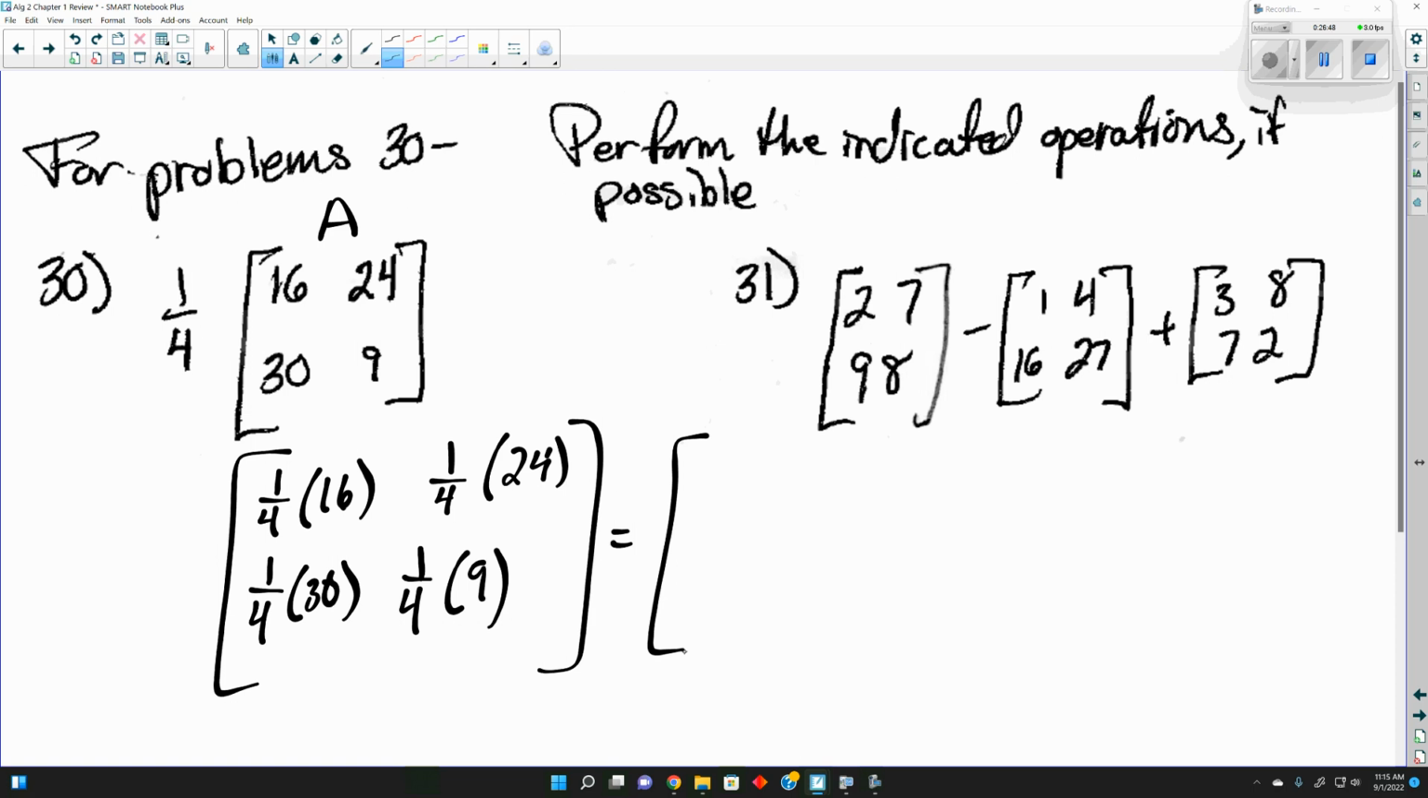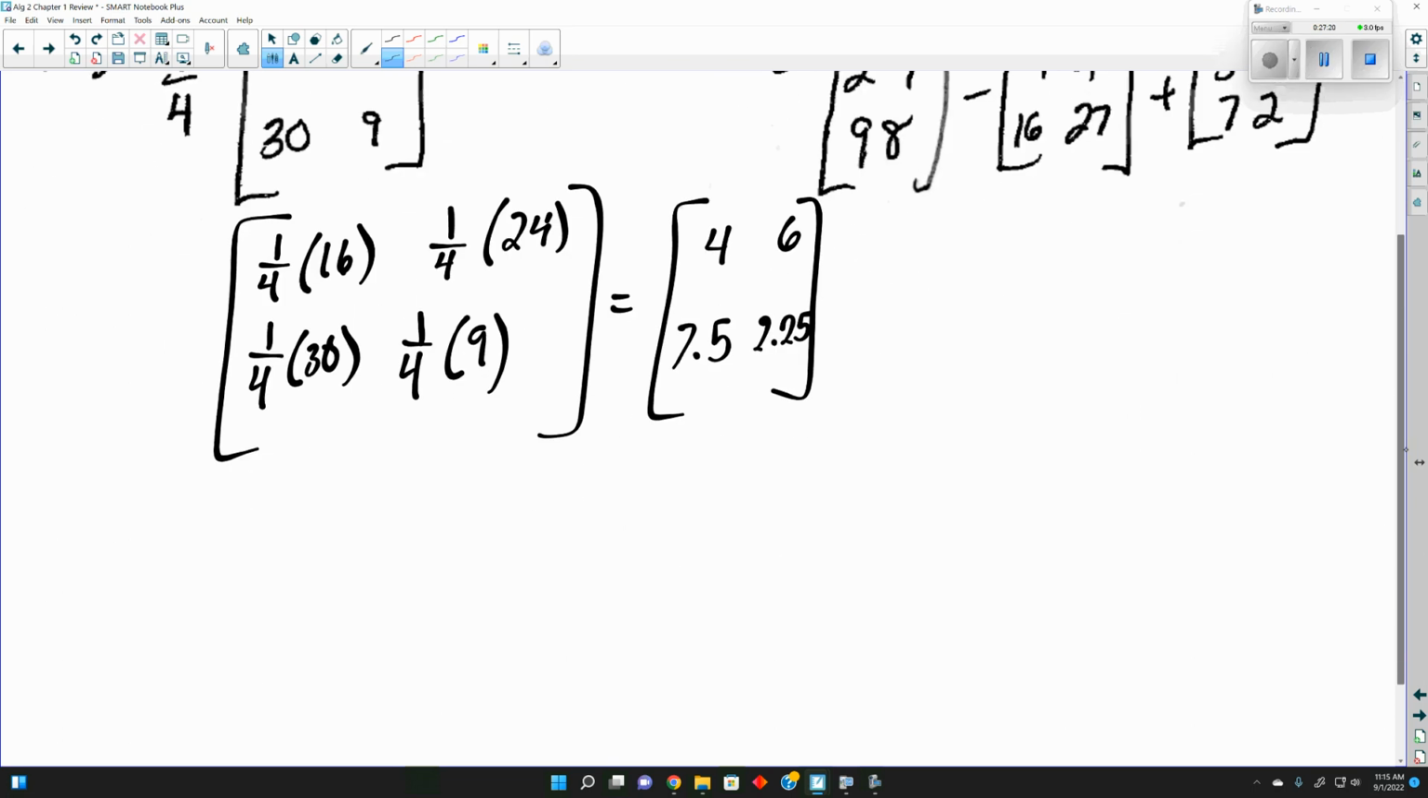And if we did this here, at this point, we could plug each one of these into the calculator because we can say 1/4 times 16, which gives us 4. Then I could type in 1/4 times 24, which is 6. Now, 1/4 of 30 is 7.5. And 1/4 of 9 is 2.25. And we could have written it as this here. Or we could have said 4, and then we'd have 15 halves, 6, and 9/4.